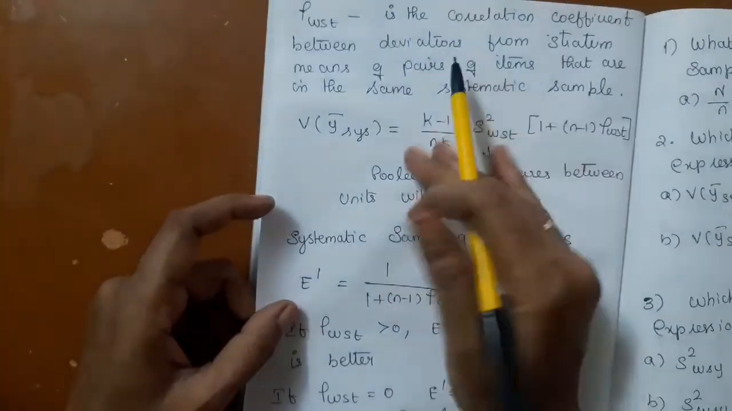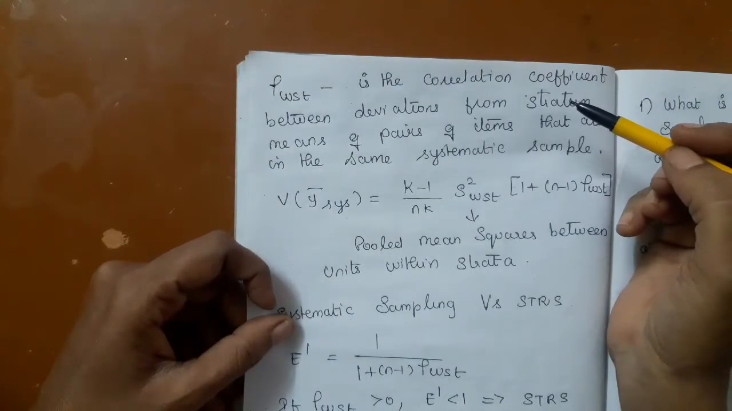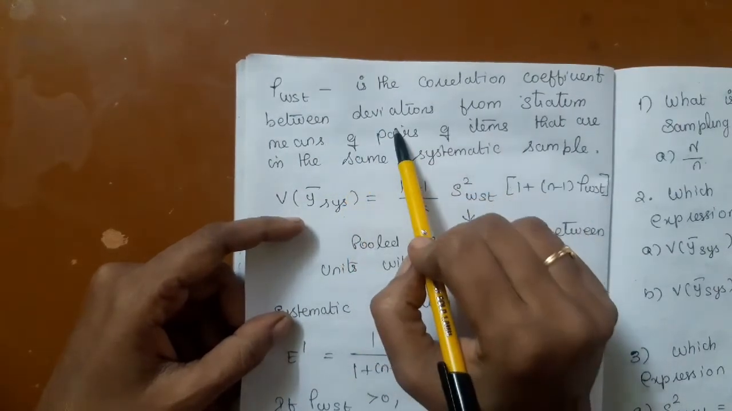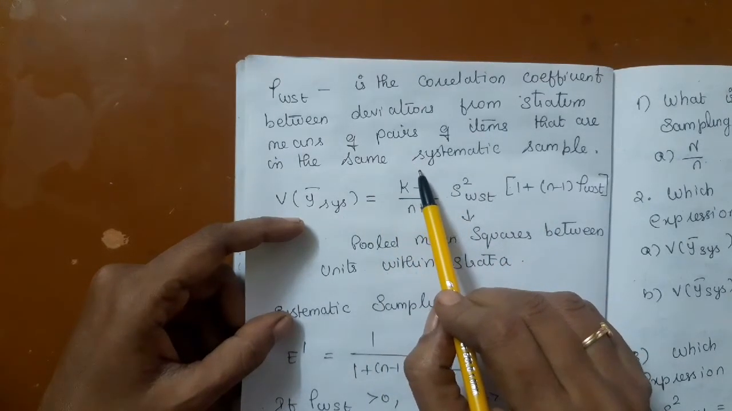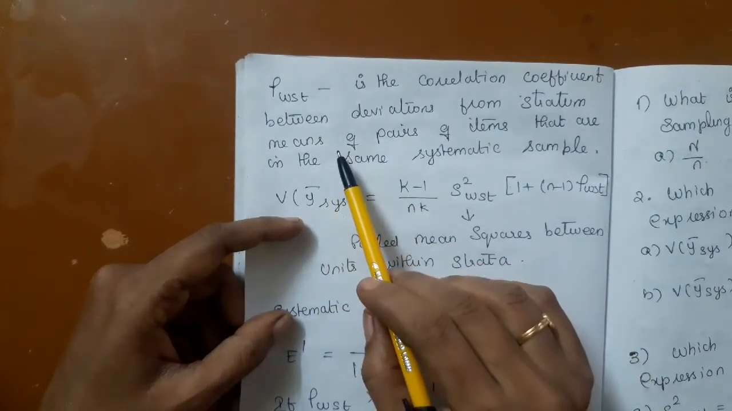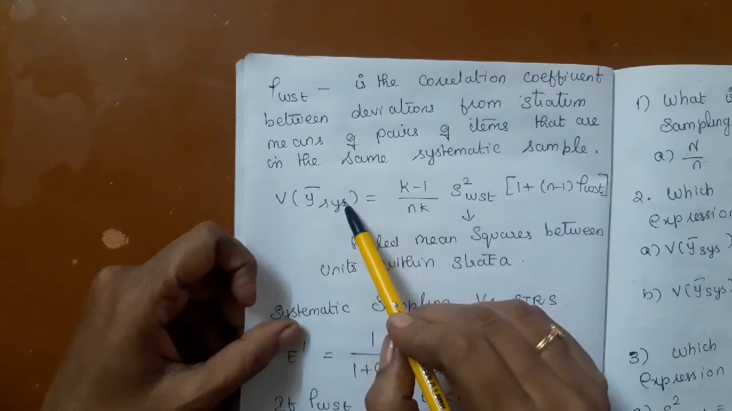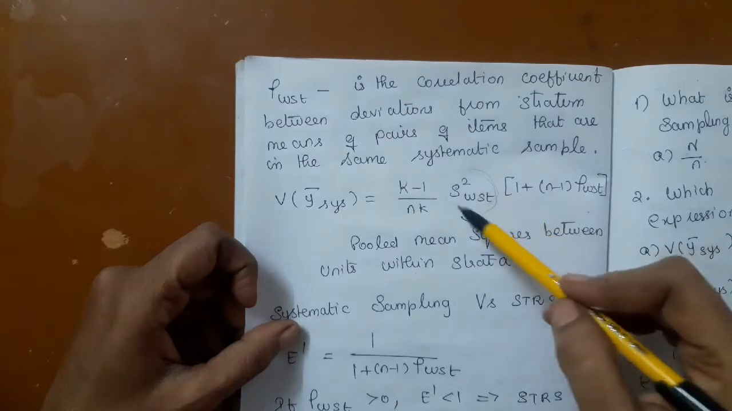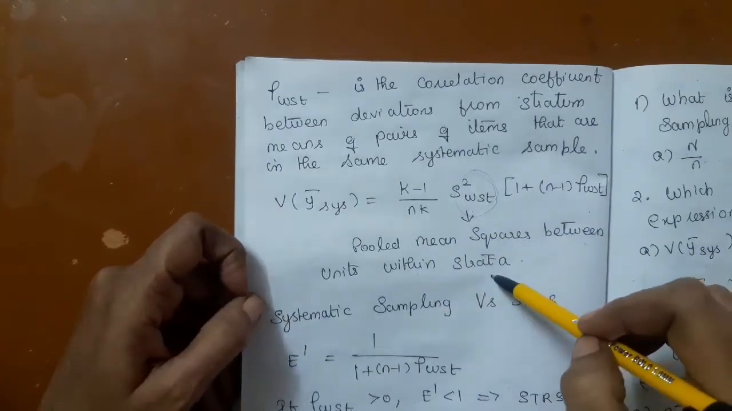Now let us try to give the variance of y bar sys in terms of one other parameter called rho wst, which is the correlation between deviations from stratum means of pairs of items that are in the same systematic sample. This is done with the idea to compare the variance of y bar sys with the variance due to stratified random sampling. This is the expression. This s square wst is called the pooled mean square between units within strata.